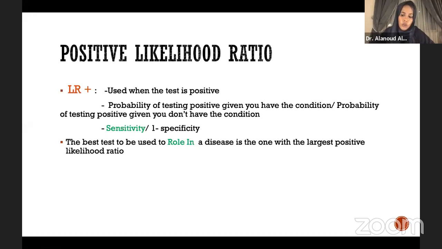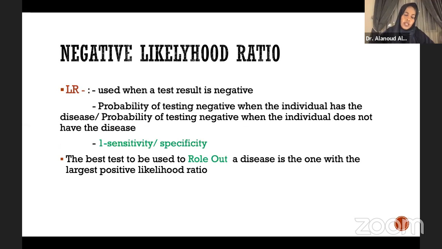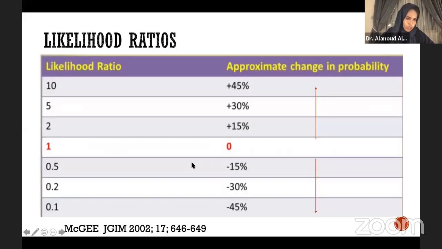It's best when you want to rule in the disease, while the negative likelihood ratio is the opposite: the probability of testing negative when the individual has the disease over the probability of testing negative when the individual does not have the disease. And it's 1 minus sensitivity divided by specificity. It's best used when you want to rule out the disease.